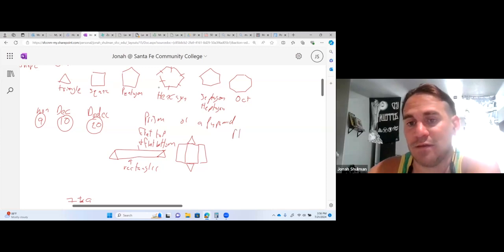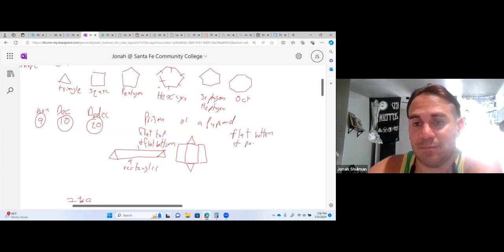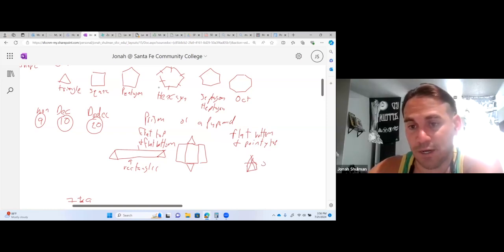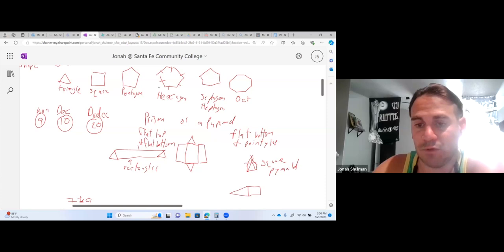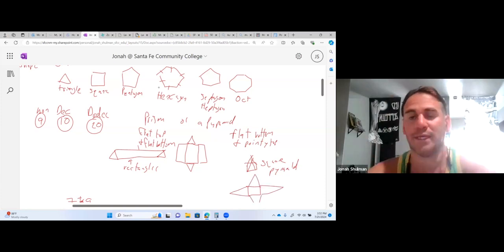Pyramid just has a flat bottom and a pointy top. And this is made by triangles. Let's say we have a square on the bottom and it forms a triangle here, right? So this is a square pyramid. And if we were to open this up, we have a square, and we have a boom. Sorry, mine looks a little more rectangular. But if we fold that up, we get it.